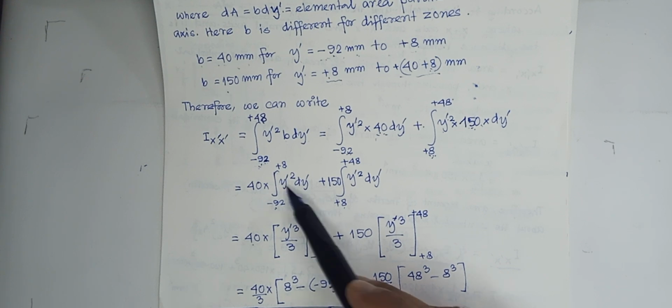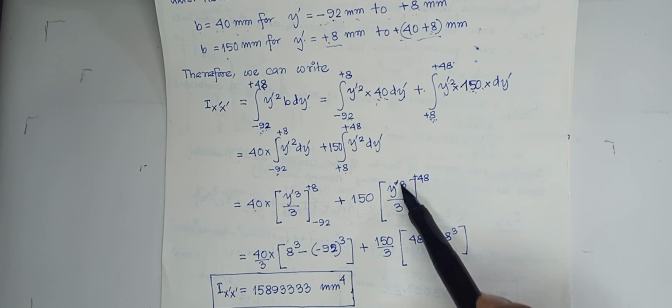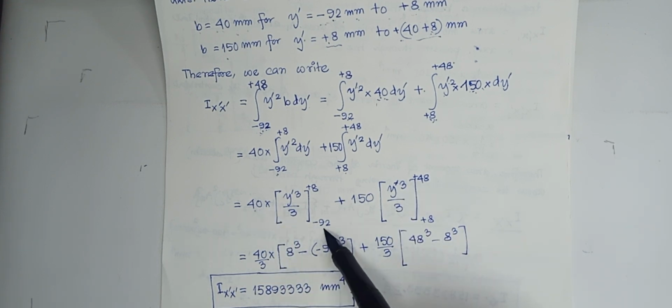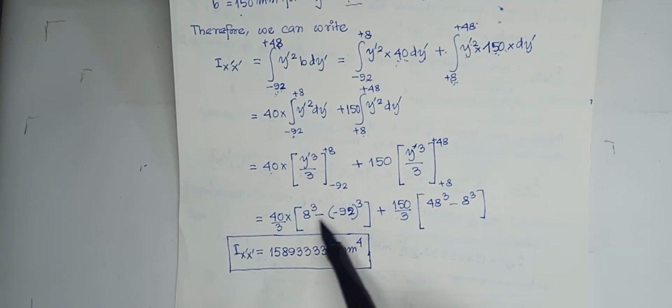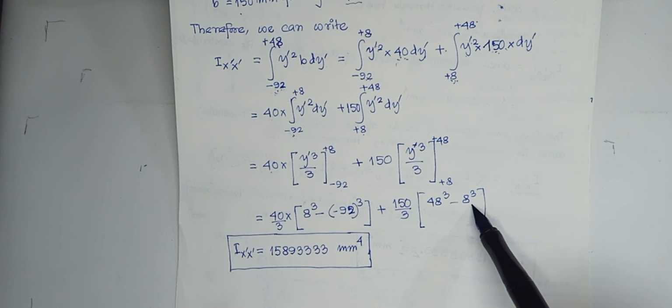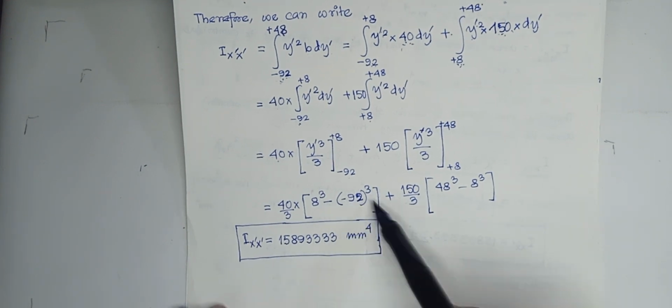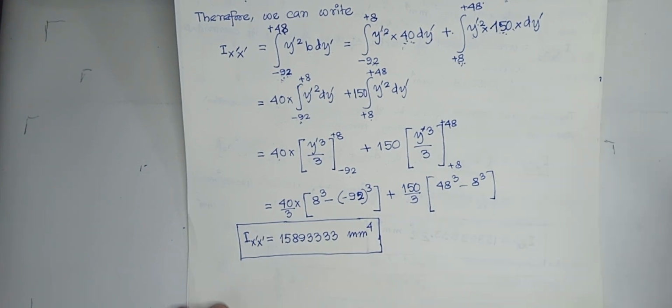For this I have just done the integration, y prime cube by 3 and y prime cube by 3. The ranges are different. I have just replaced the values here, minus here, so it will be positive. That means it will be 8 cube plus 92 cube and 48 cube minus 8 cube. Again you just calculate it and you will get the same value, that is 15893333 millimeter to the power 4. I have just discarded the fractional part because of non significant digits.